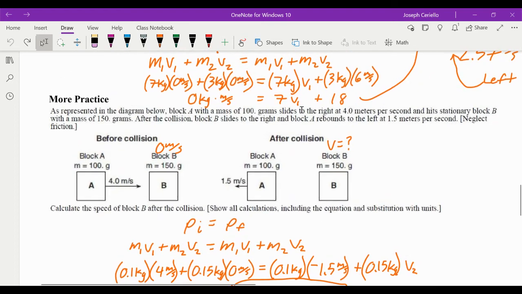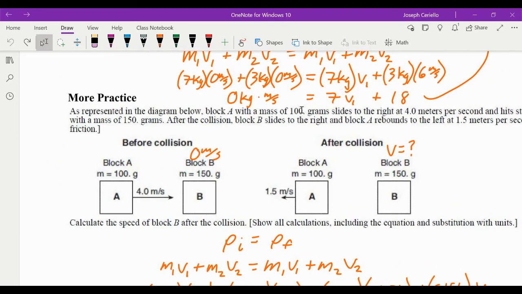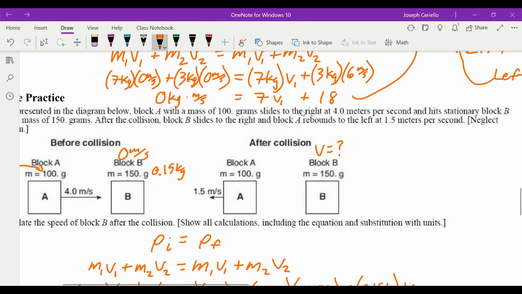This one actually gives us a before and an after picture, which is great. One thing I did with all the classes, as I said: make sure you convert all of these masses to kilograms. You actually don't need to, but I don't want to get into that. Just get in a very good habit of converting all your masses. So this is 0.1 kilograms going to the right at 4 meters per second. This is 0.15 kilograms, and it's stationary. The question tells us that it's a stationary block B.